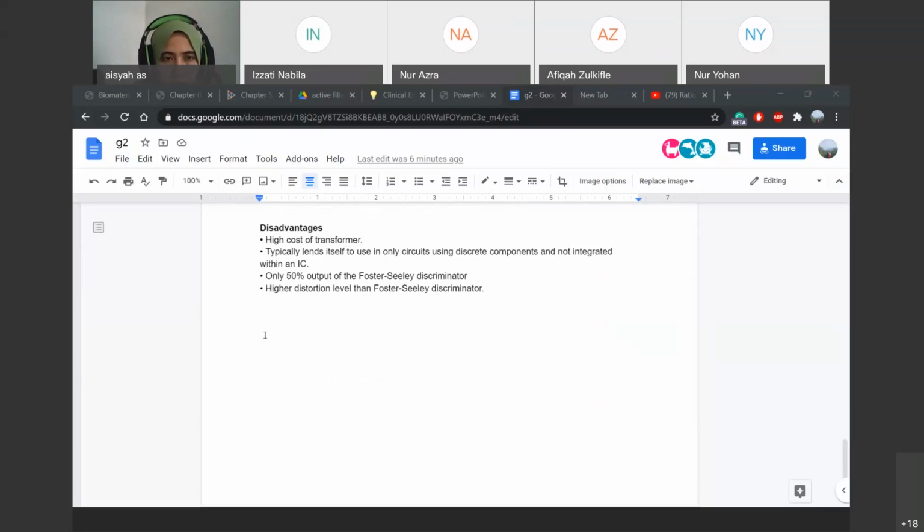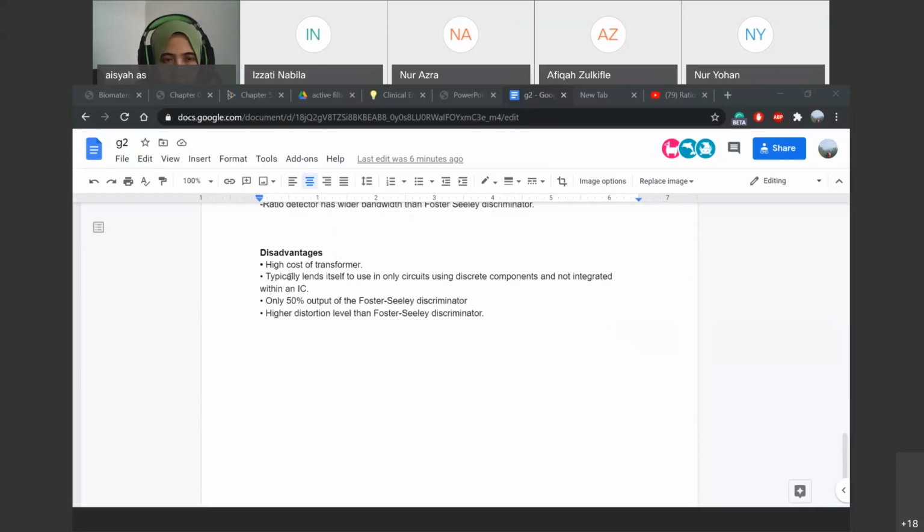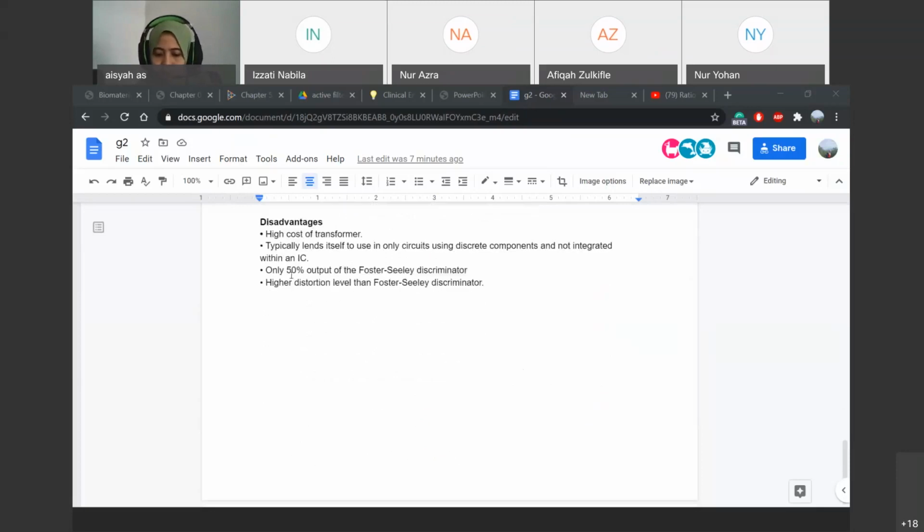The disadvantage is high cost. It typically lends itself to use only in circuits using discrete components and not integrated with IC, and it only has 50% of the output of the Foster Seeley, and a higher distortion level compared to the Foster Seeley.